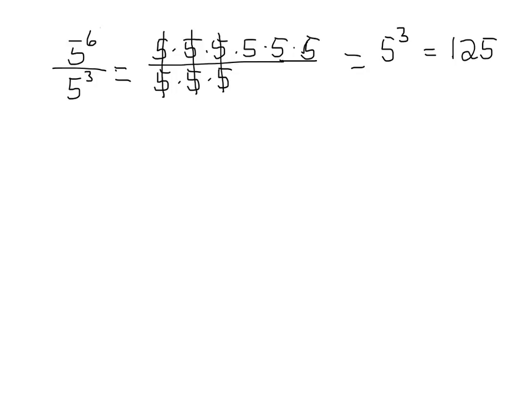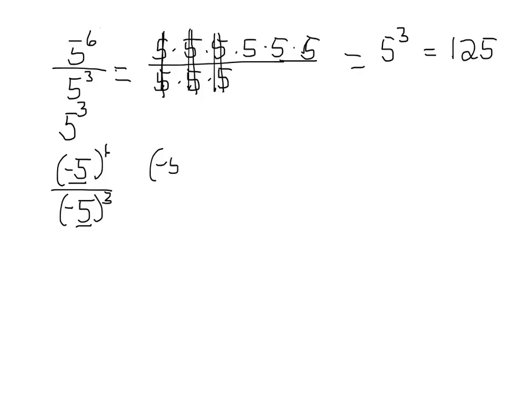A shortcut here is to say that if 3 of these are going to cancel out, I will be left with 3 others. So really what I'm doing here is subtracting the exponents. If I'm subtracting 3 from 6, it gives me 5 to the third. The same will happen if I do negative 5 to the sixth power divided by negative 5 to the third. It has to be the same base, though. By base, I mean this number.